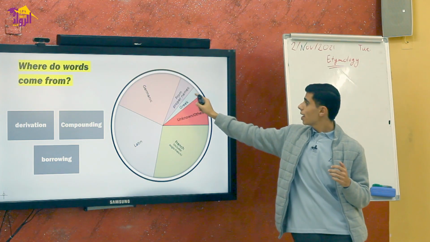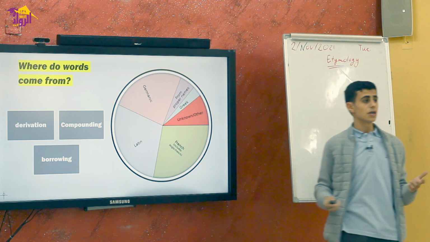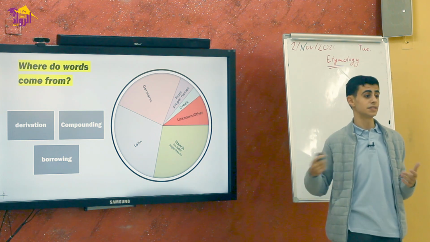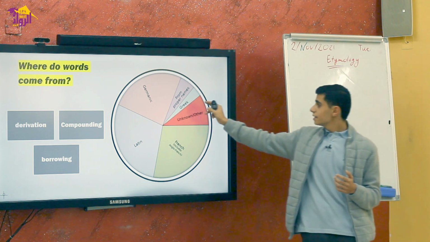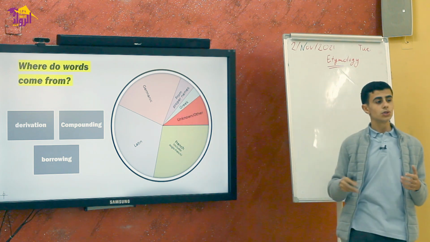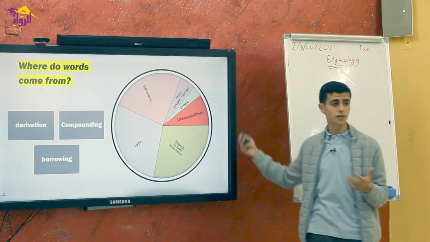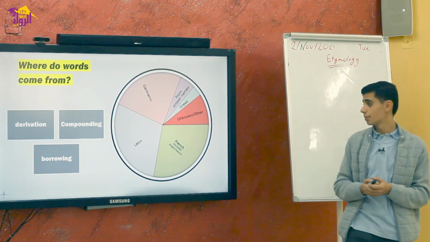And we see about 10% comes from proper names. Those are the names of places and proper nouns, such as the names of rivers, lakes, mountains, and cities. A little sliver comes from Greek. Usually these are scientific words. And a portion comes from other or unknown origin, for example, Arabic.